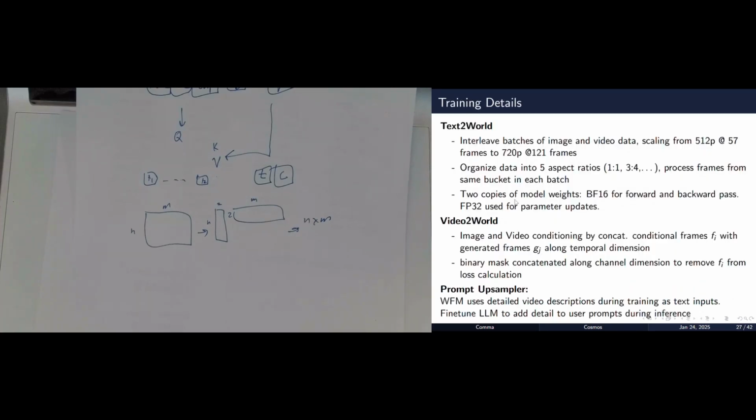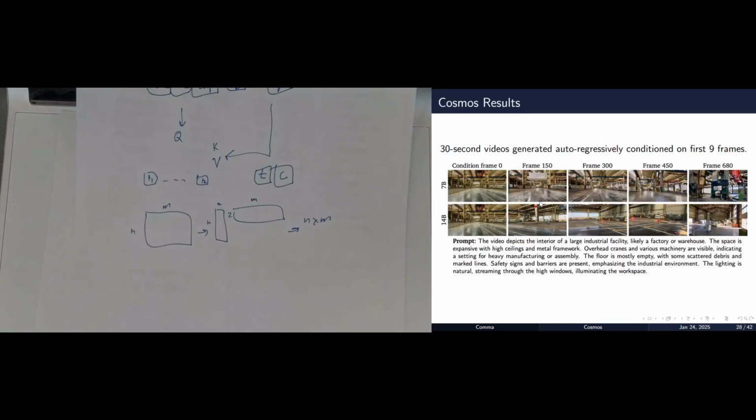Okay, I'm going to go a little bit faster. But basically, they go ahead and train it. First you give it text and it generates an image, and then you condition it: here's text, here's image frames, generate the next image frame. And then basically this is the result that you get.